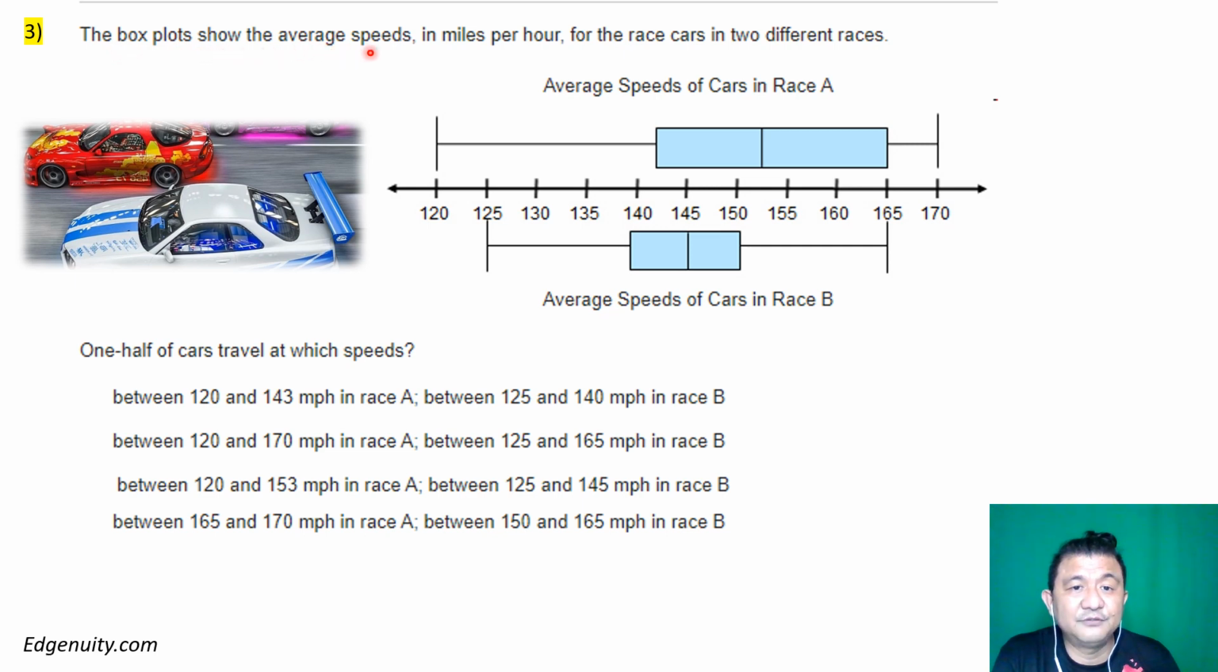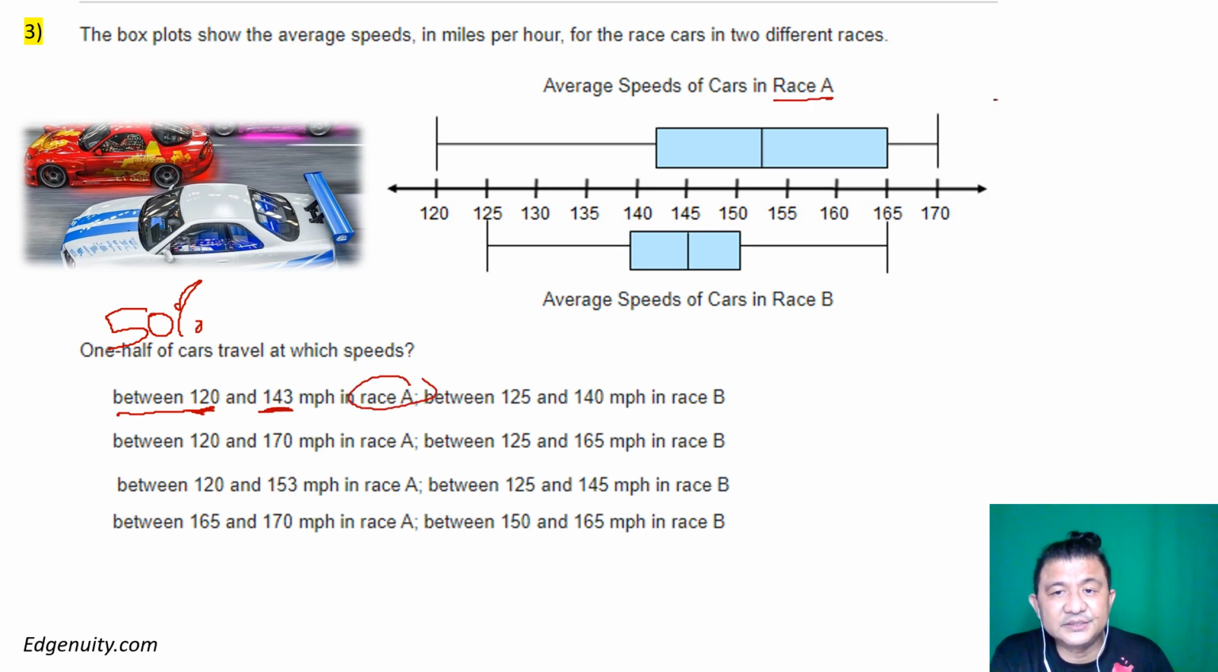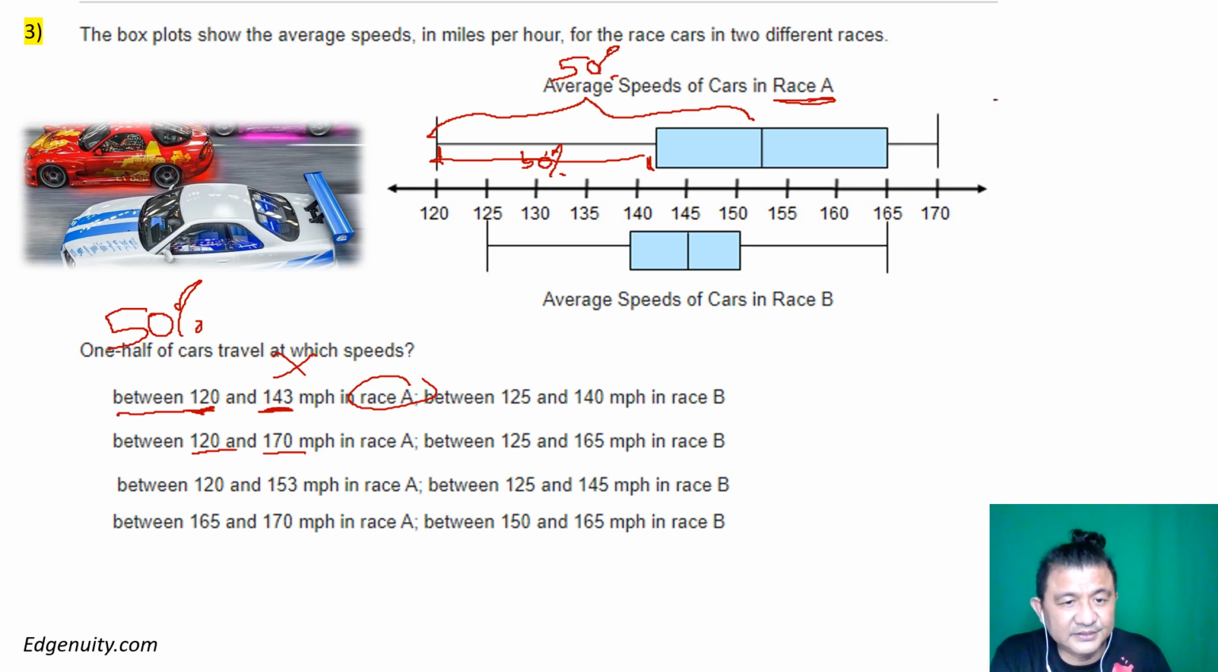Okay, let's read this. The box plot shows the average speed in miles per hour for the cars in two different races. This is average speeds of race A, average speed of race B. Let's read if this one makes sense. We're looking at half. When you say half, you only need the 50%. Between 120 and 143 of race A. 120 is over here and 143 is over there. Does that represent 50%? No, forget it. Between 120 and 170. Okay, is that 50%? Yes, this makes sense.